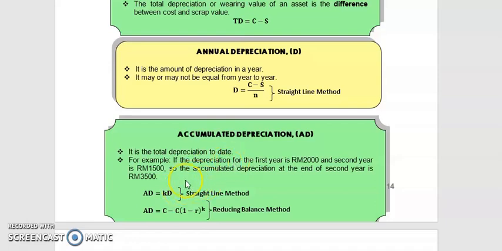Okay, another example here. If the depreciation for first year is 2,000 and second year is 1,500, so this one is not the same, meaning to say that it is based on declining method. So the accumulated depreciation at the end of second year is 3,500. How do we get 3,500? You add 2,000 with 1,500. So this is the formula for straight line and reducing method. Later on, I will show you the list of formulas involved in this topic.